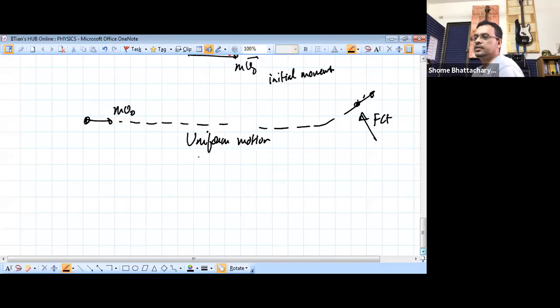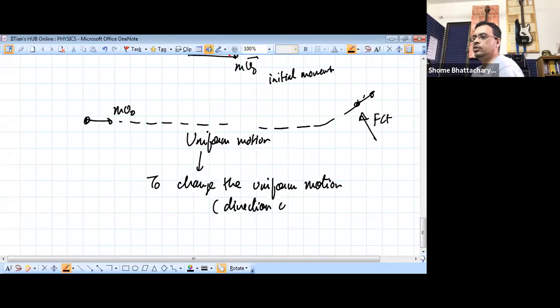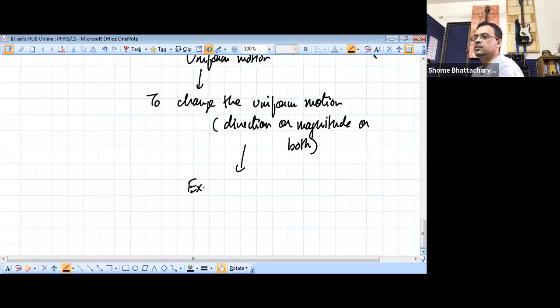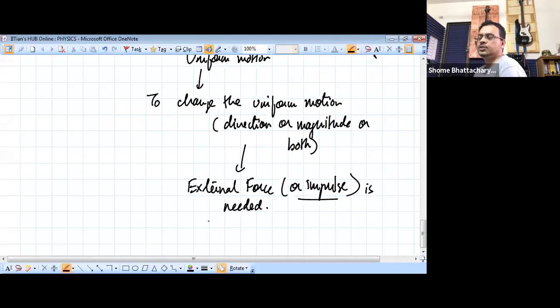So again, we can see that to change the uniform motion in direction or magnitude or both. We might be changing both the magnitude and the direction. Okay, what is needed? External force is needed. External force or impulse, that is force acting over a period of time, is needed. Unless there is an external force or impulse, there is not going to be the change in uniform motion.